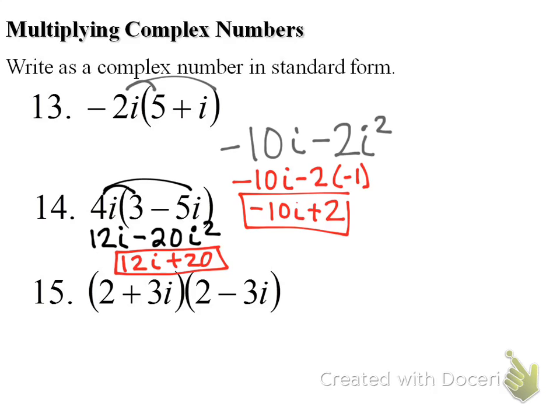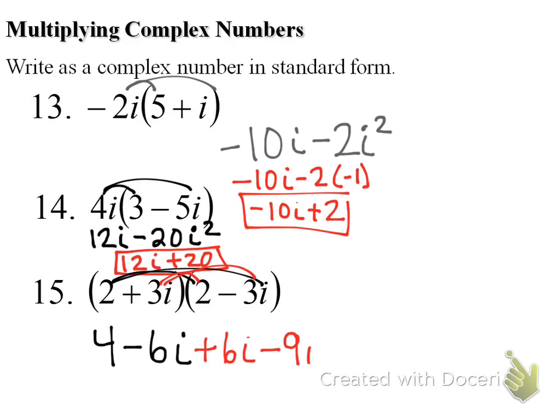All right, on this last one I need to double distribute. 2 times 2 is 4. 2 times negative 3i is negative 6i. 3i times 2 is plus 6i. 3i times negative 3i is minus 9i squared.